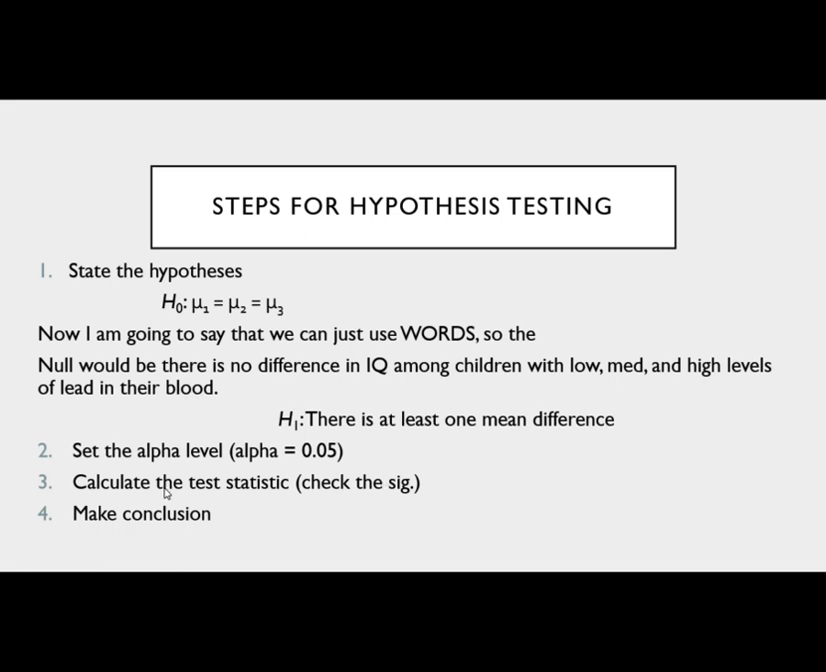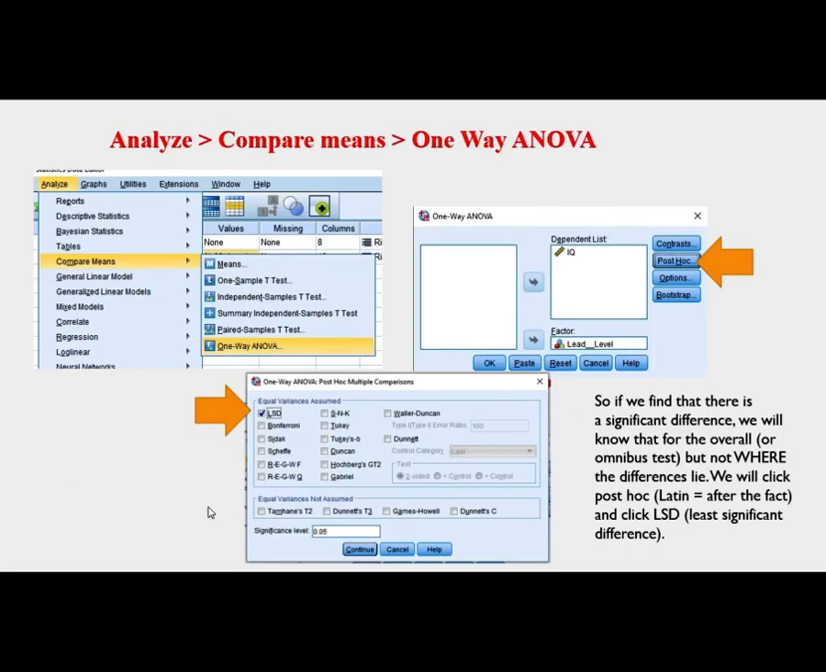Step 3 is to calculate the test statistic, which you can see is very convoluted to do by hand. So we're going to use the computer, and then we'll make our conclusion. So we go into Analyze, Compare Means, One-Way ANOVA. I bring my dependent variable over to the dependent list, and I bring my factor over here. I'm going to click Post Hoc, which means after the fact in Latin.